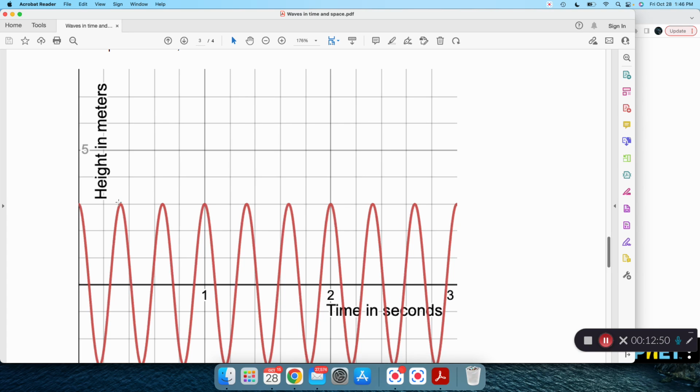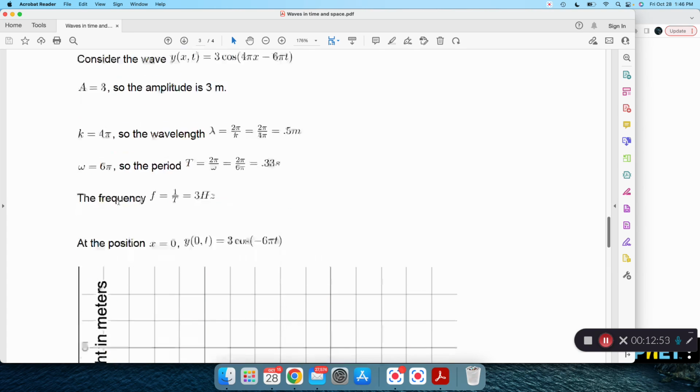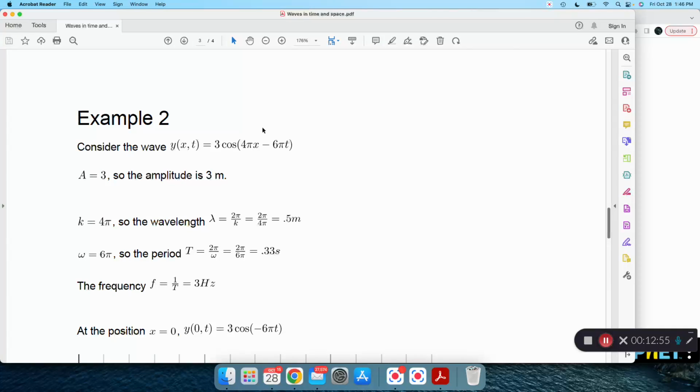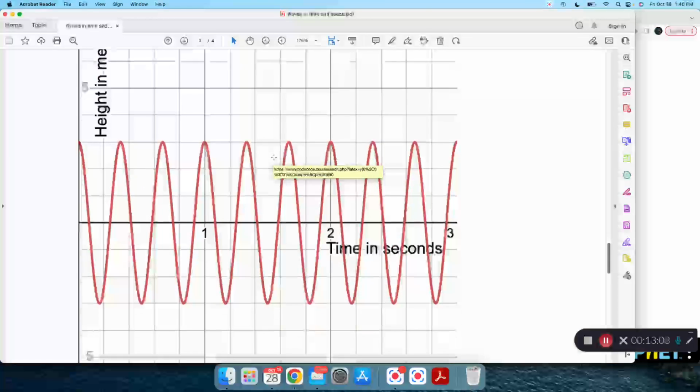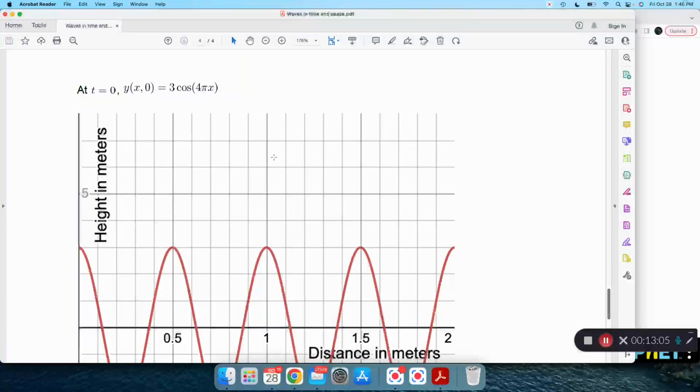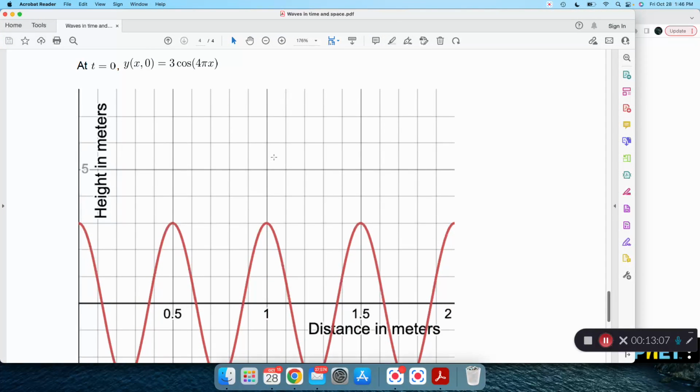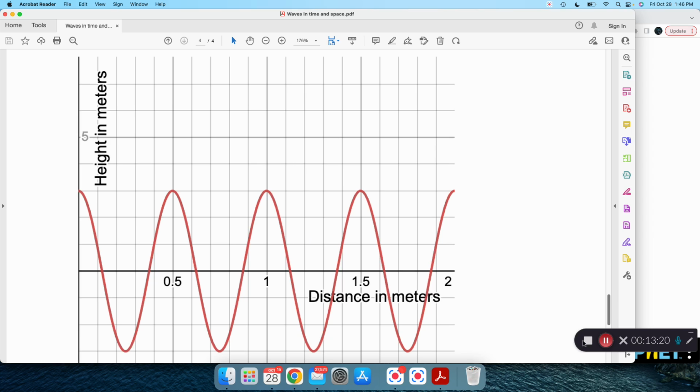That's our period. Or I could take that same formula, plug in t equals 0. My time now is 0. I'm just watching one particular location. And I would get a graph that looks like this. And we could see here that the distance from one crest to the next is half a meter. That's my wavelength. And that's a good place to stop.